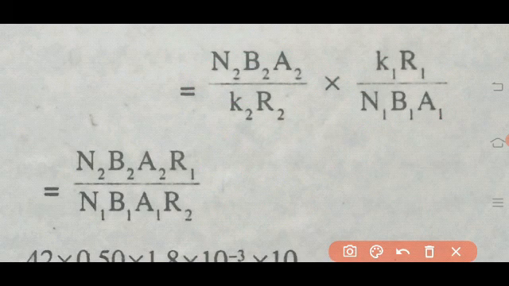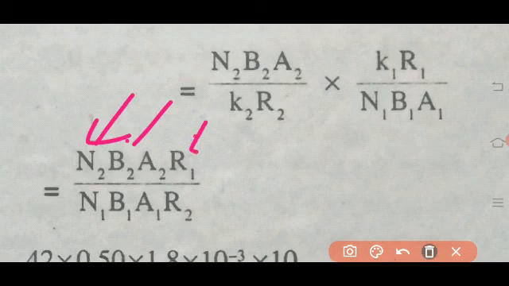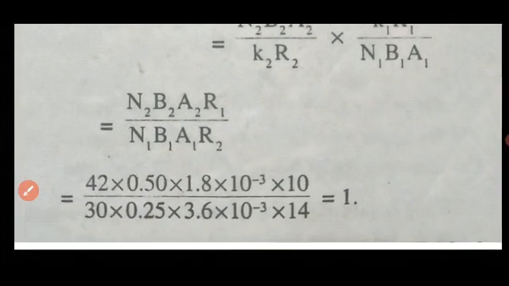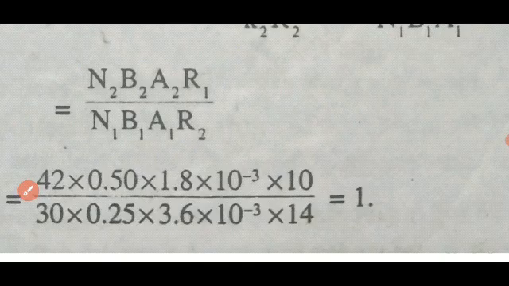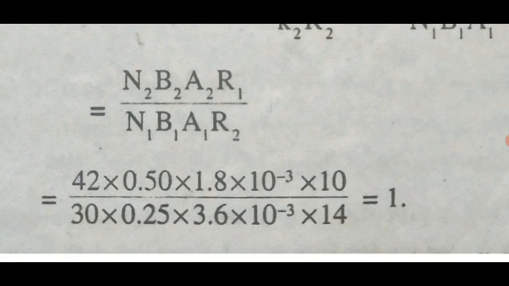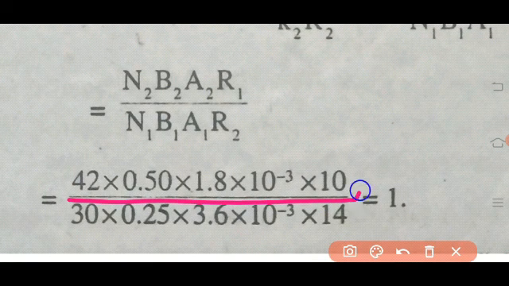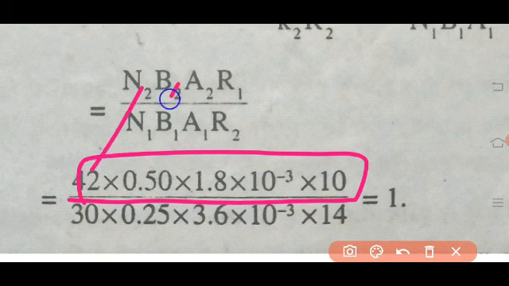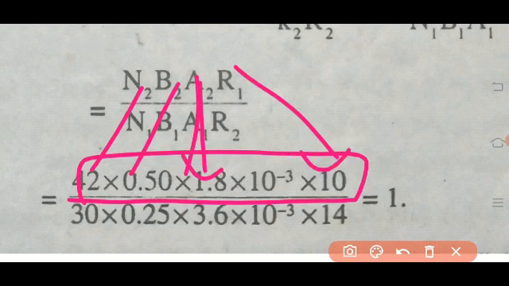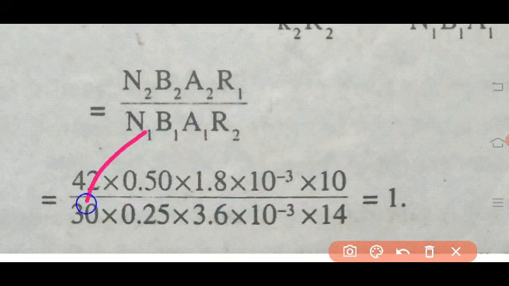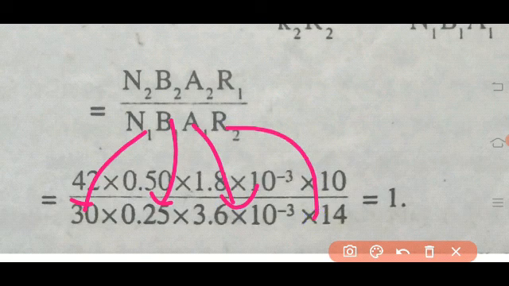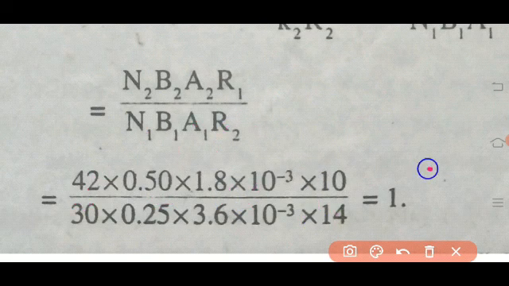Then we know all the values: N2, B2, A2, R1, everything. Just substitute and simplify, and you will get the answer. Substitute all the values for N2 B2 A2, this is A2, this is R1. Similarly N1 B1 A1, this is R2. You will get the answer as 1.